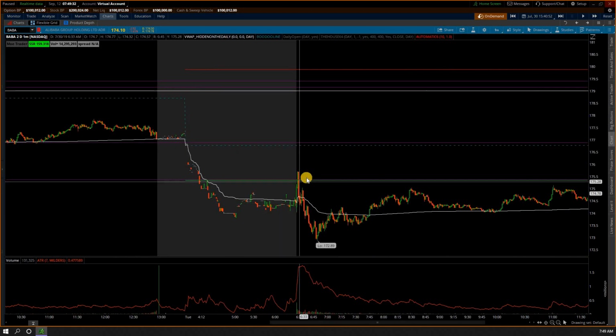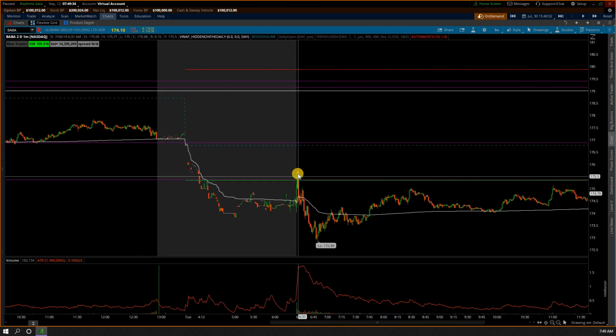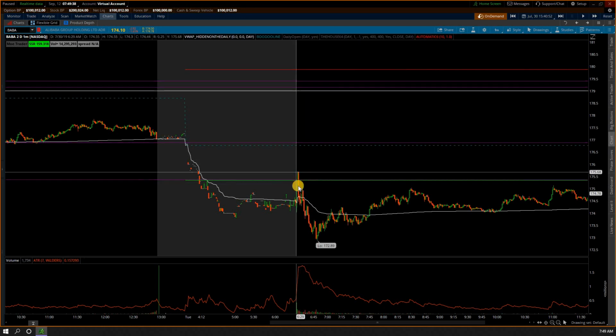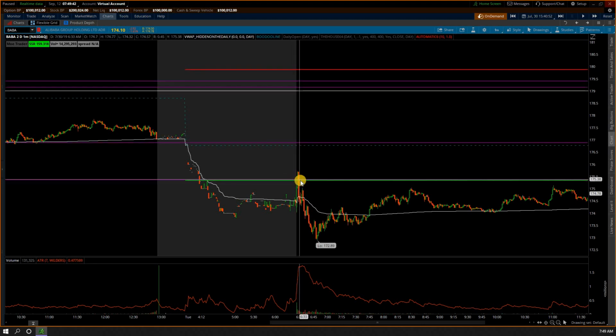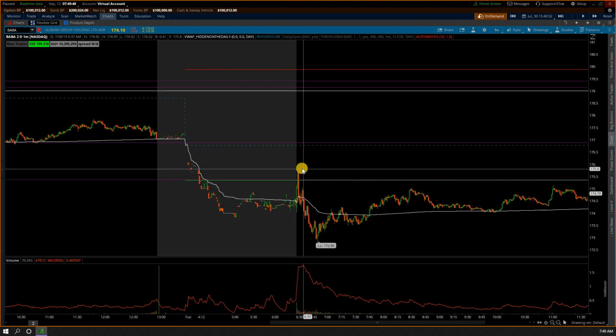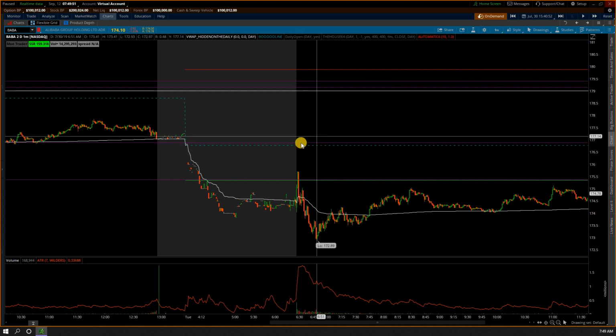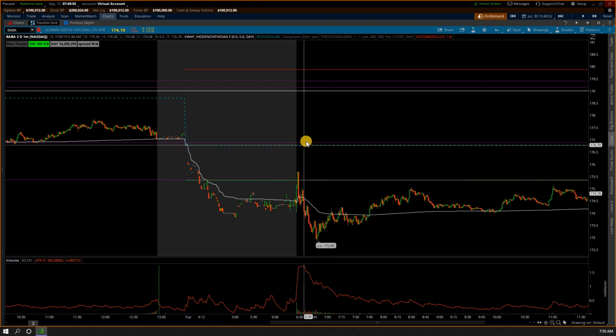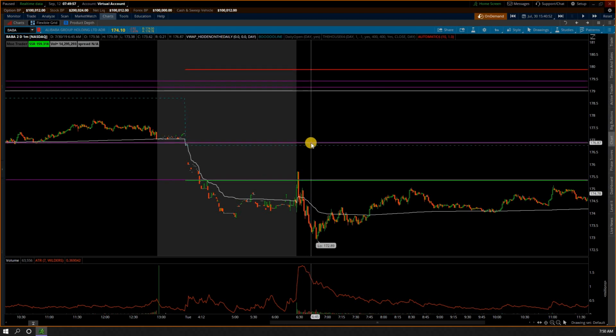What I would have done here is look for the first pop, and if this didn't work, I don't add to the position. Let's say it goes green and it comes down, and it just happens to go back. It doesn't do what I think it was going to do. So I just stop out right at the top and I wait for it on this line here.